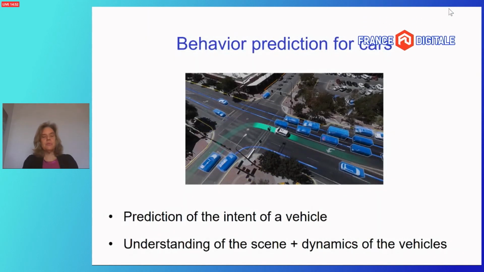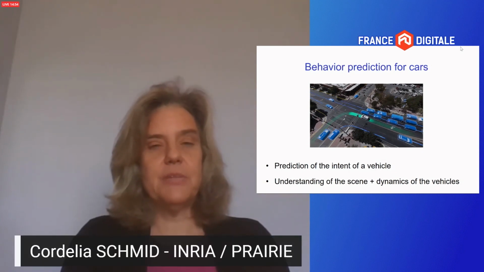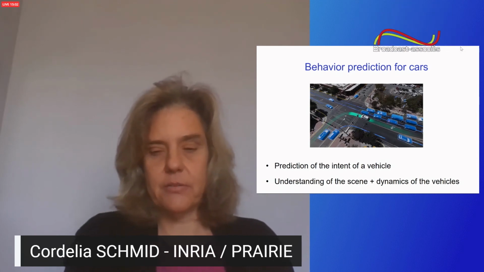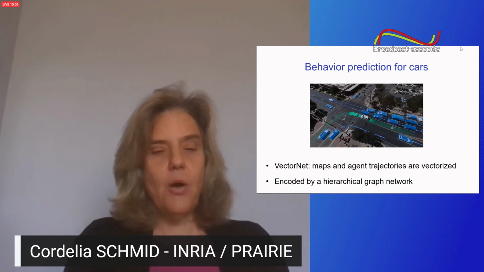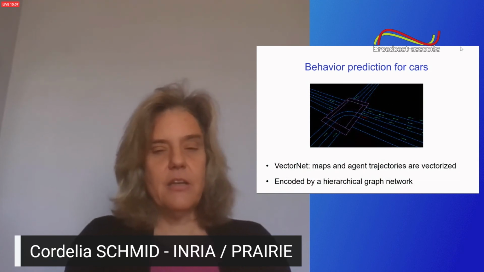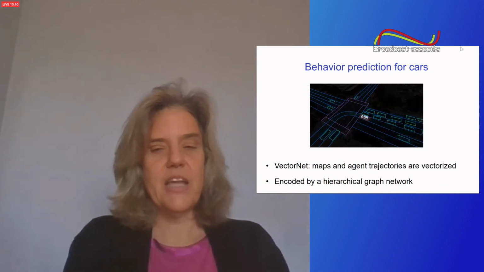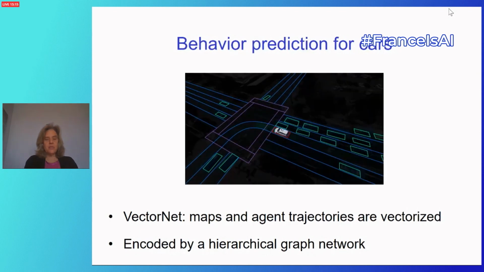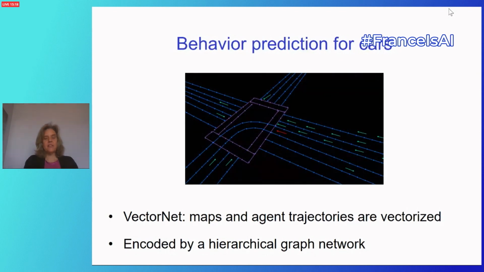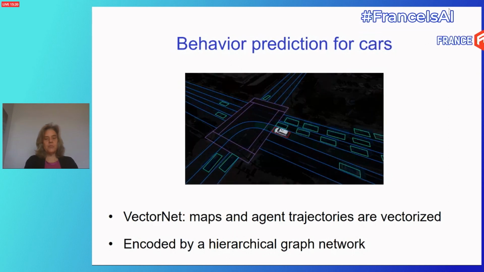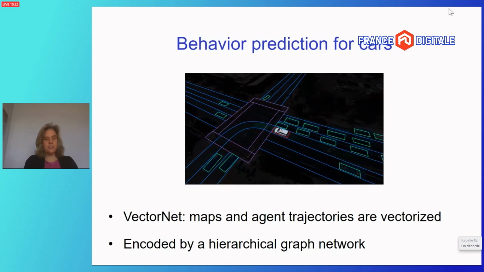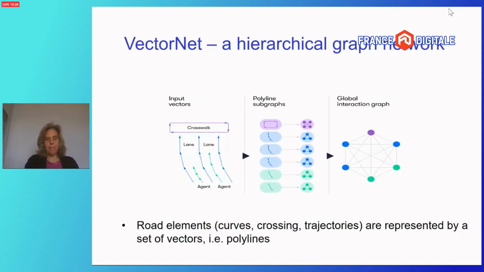Modeling spatial temporal relations is also very relevant for predicting behaviors of cars. Here, we also need to understand the dynamics of the scene and the other vehicles. To do so, we have introduced VectorNet, an approach in which maps and agents are vectorized. So instead of just taking the gray value information as input, we extract the objects and their trajectories and then represent the object, the car, for example, by a set of vectors. We then encode the structure by a hierarchical graph network.